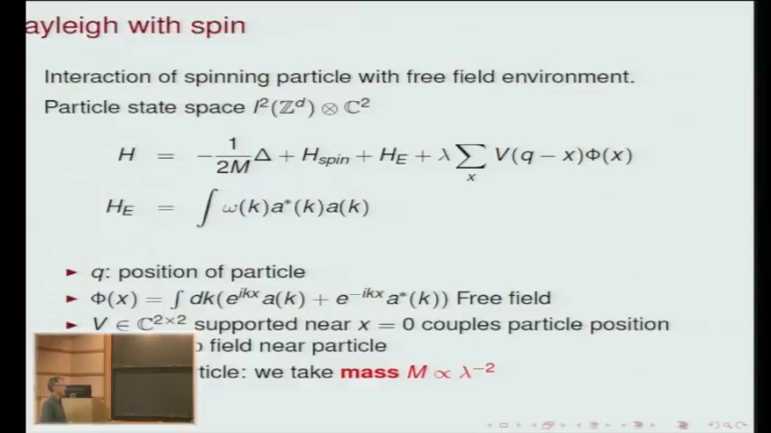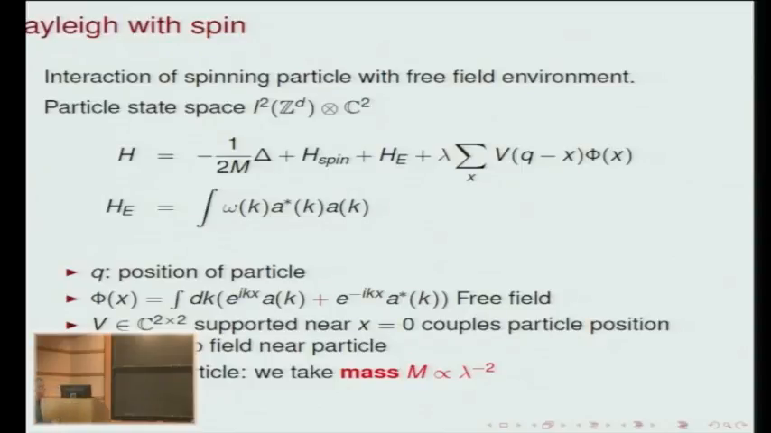Okay, so Q is the position of the particle. That's the free field. And the coupling is short range, so the particle feels the field mostly where it is. And it's also a matrix in the spin. You could take, for instance, the Pauli matrix sigma 1 times some short range potential, as an example. The only twist is that this is more or less a Rayleigh gas, except there is one little degree of freedom, so I call it the quantum Rayleigh gas.